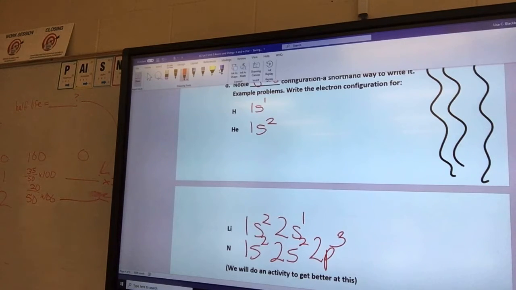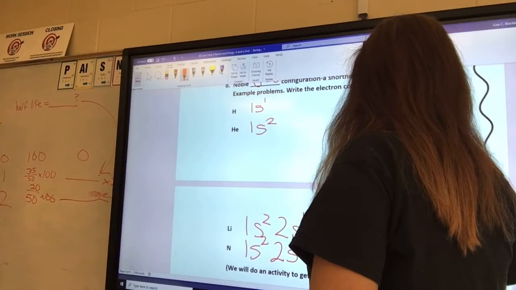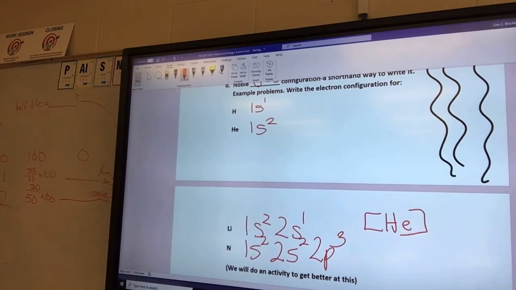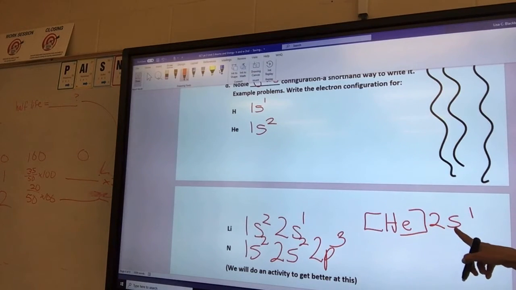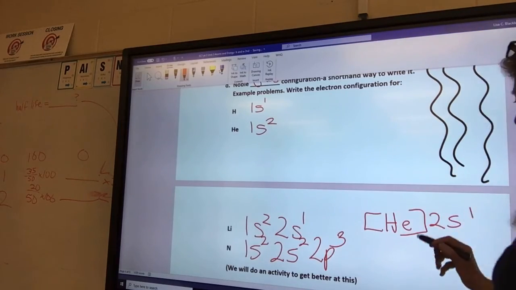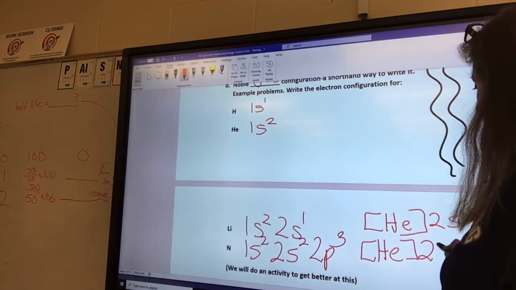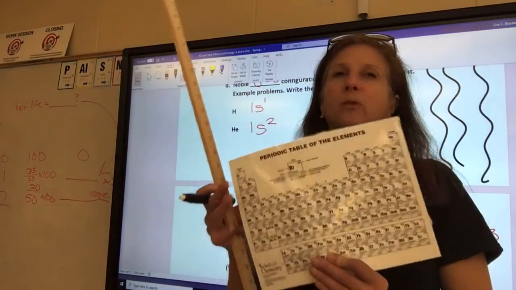So to do the noble gas configuration, you write it like this. If we were going to do lithium, we could say that lithium is the same as helium. Notice that helium is the noble gas that comes before lithium. It's the last noble gas before lithium. So I say it's the same as helium, except it's got 2s1. Same as helium plus 2s1. Nitrogen is the same as helium. Helium is the one before nitrogen too. Same as helium, except it's got 2s2, 2p3.